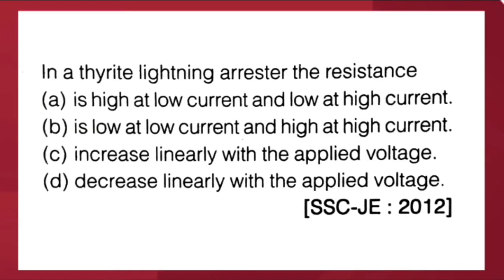Basically, a thyrite lightning arrestor is used for the protection of the system against dangerous high voltages. It involves non-linear resistors. It operates on the fact that thyrite has high resistance, decreasing rapidly from a high value to a low value as current goes from low to high values. When lightning takes place, voltage is raised and resistance falls to a very low value to pass the surge to the ground or earth.